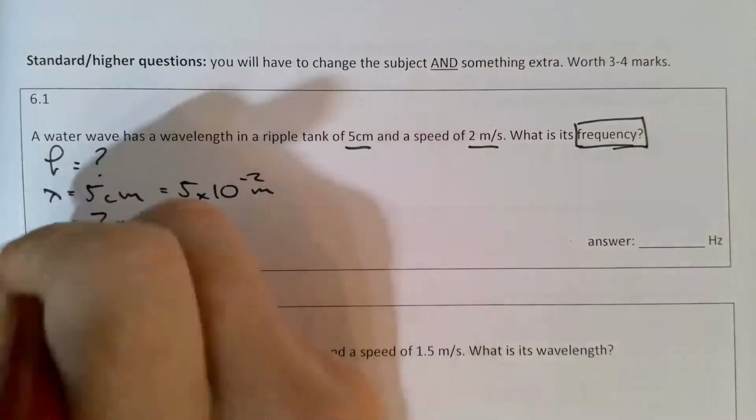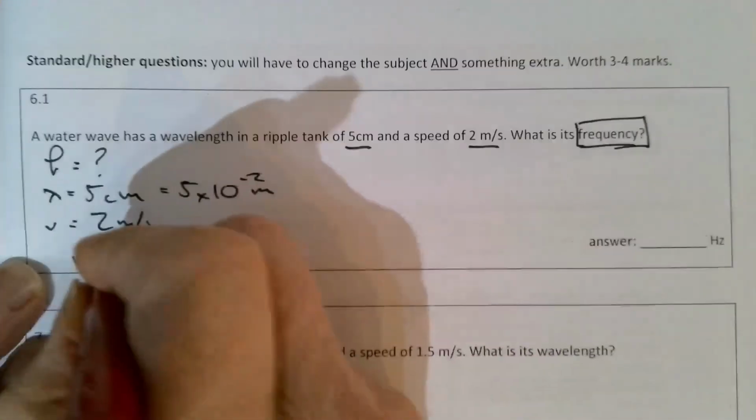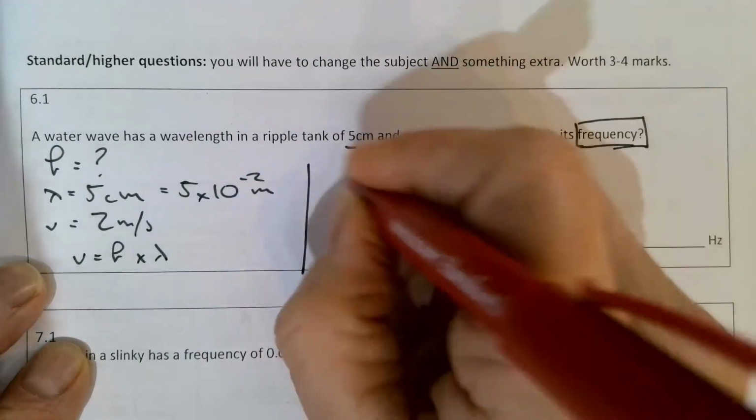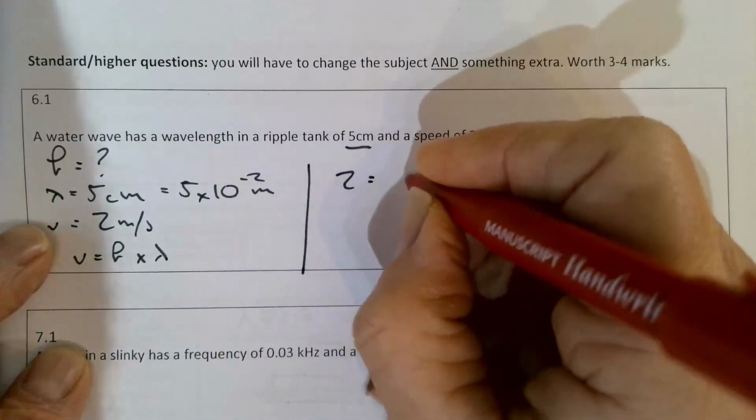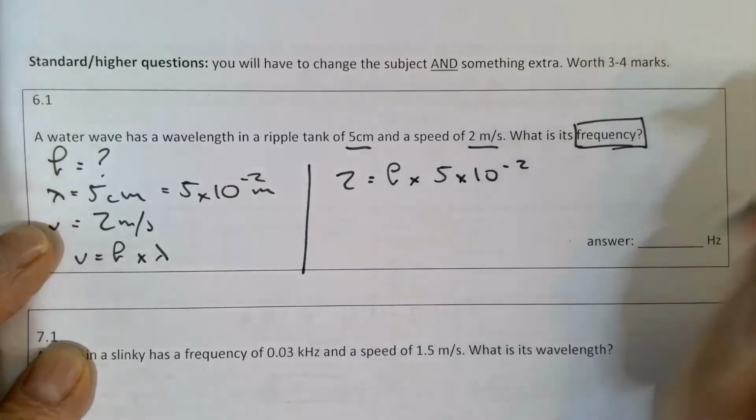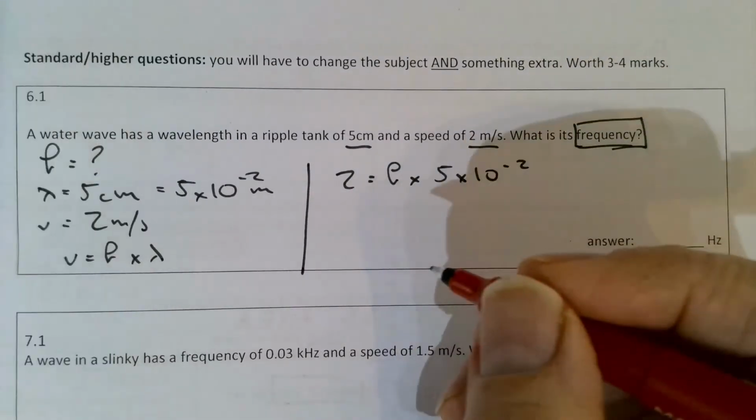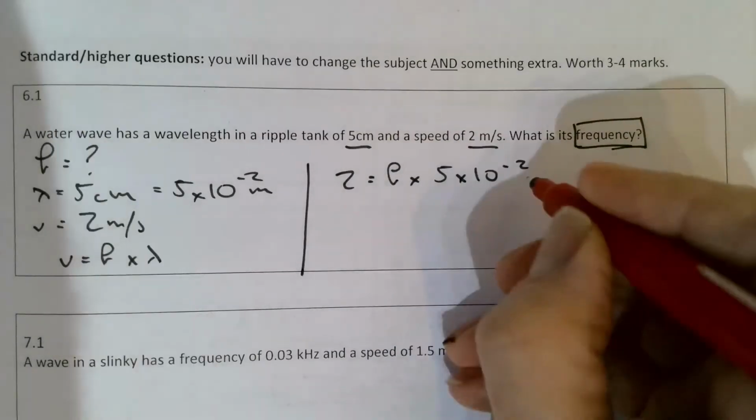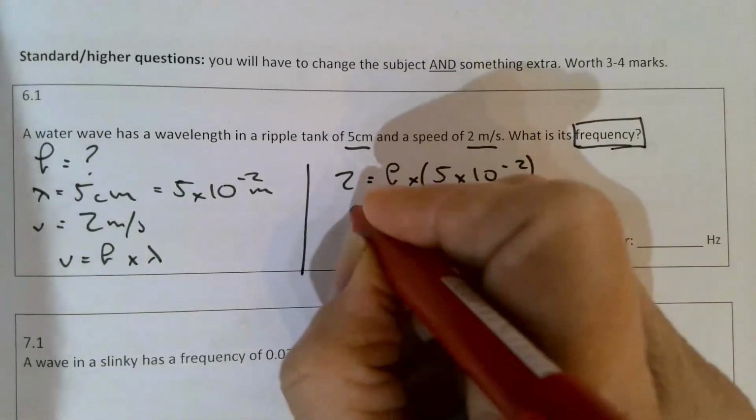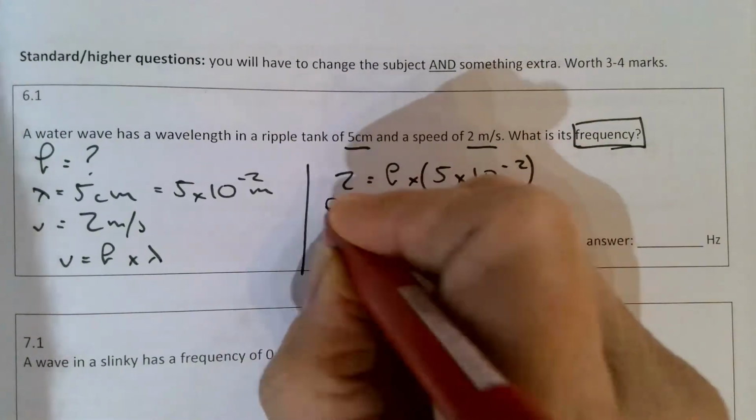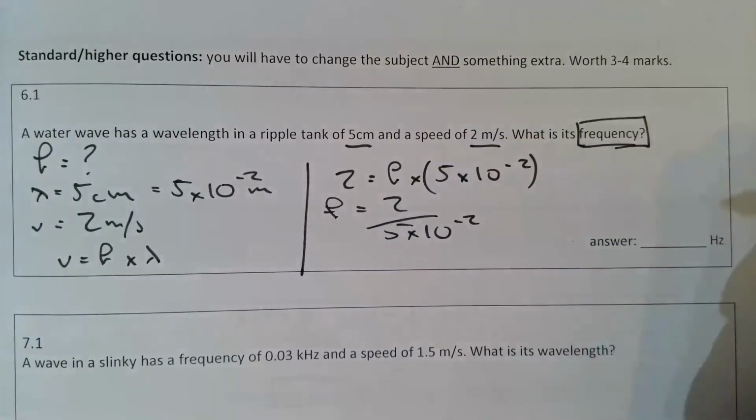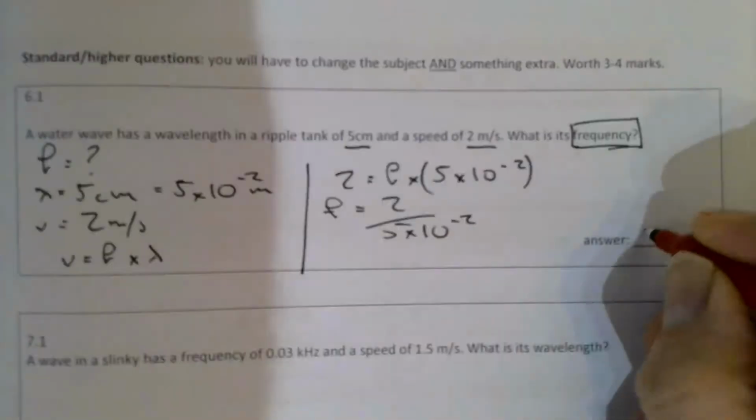So, formula, velocity equals frequency times wavelength. Insert my data. 2 is equal to frequency times 5 times 10 to the minus 2. So now I need to divide both sides by 5 times 10 to the minus 2 to leave f as the subject. f will equal 2 over 5 times 10 to the minus 2, and that will give us an answer of 40 hertz.